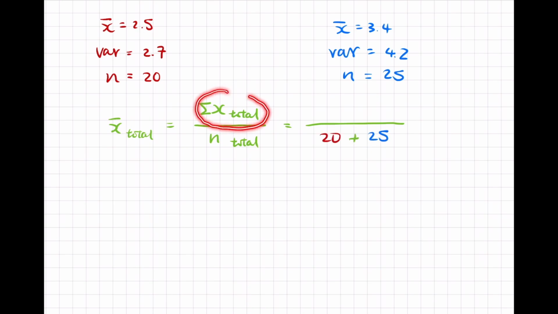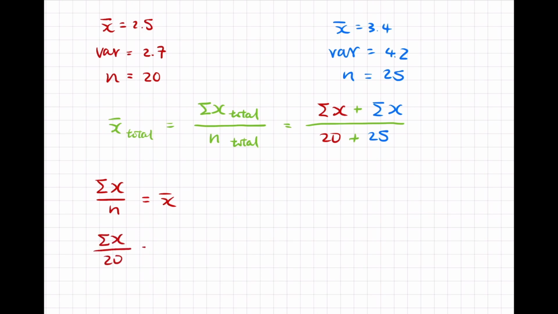How would I work out the total sum of x? We know the total sum of x is the same as the sum of x in the first set of data add the sum of x in the second set of data, because you know sum of x divided by n equals the mean. In this case, sum of x divided by 20 equals 2.5. So this tells us sum of x in this case is 50.